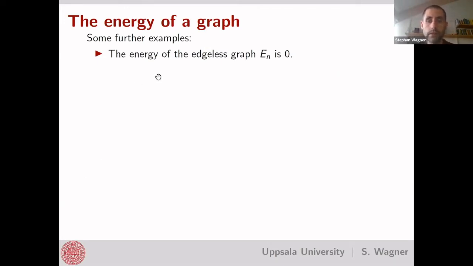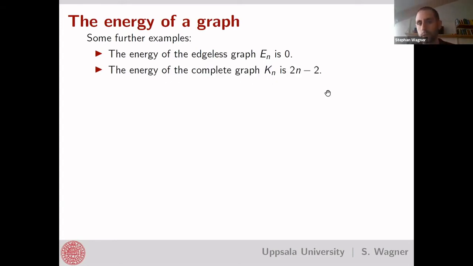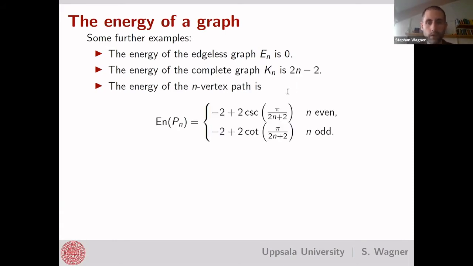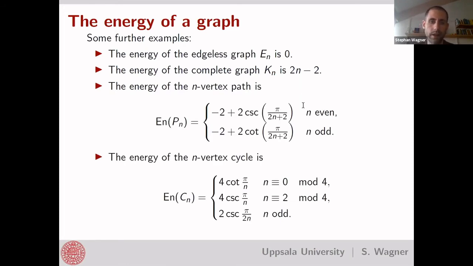Some special cases where we know explicitly what the spectrum is can of course be considered as well. We can immediately get the energy, for example, of the edgeless graph, which is simply 0 because all the eigenvalues are 0. For the complete graph, we get 2n minus 2. For the path and for the cycle, you can do some calculations and you get some explicit formulas for the energy as well. So they look like this.